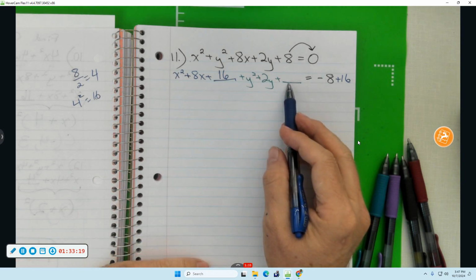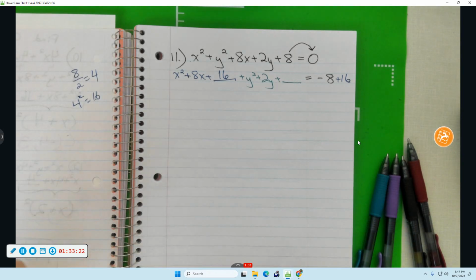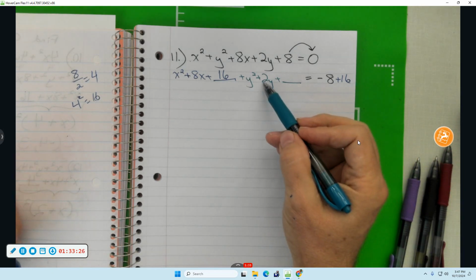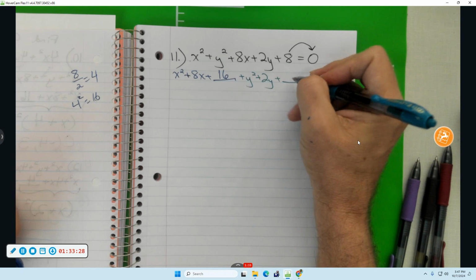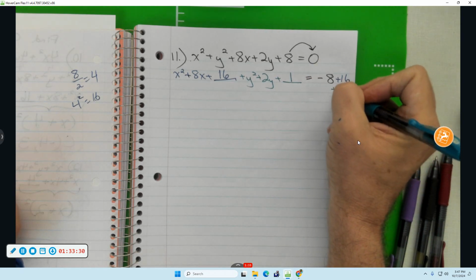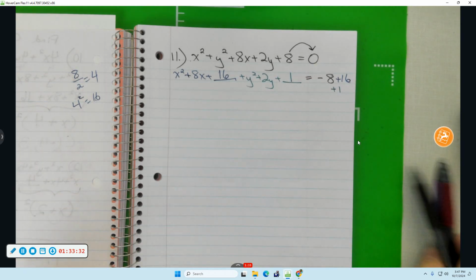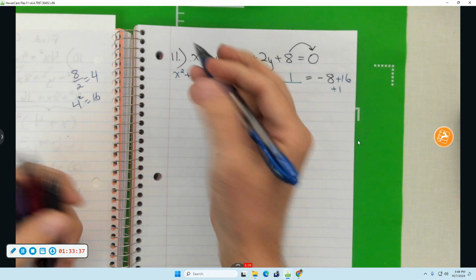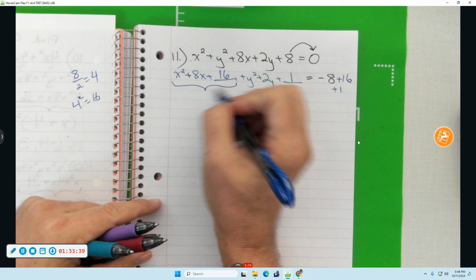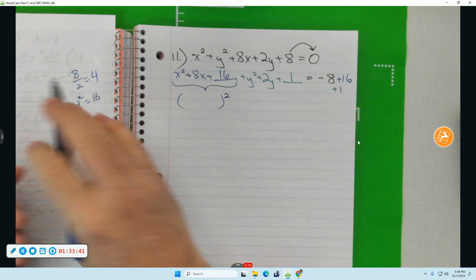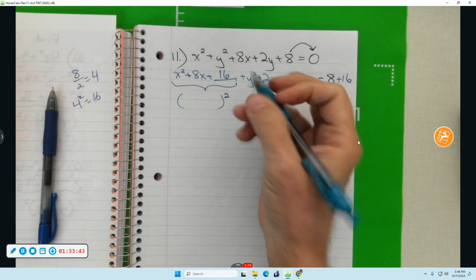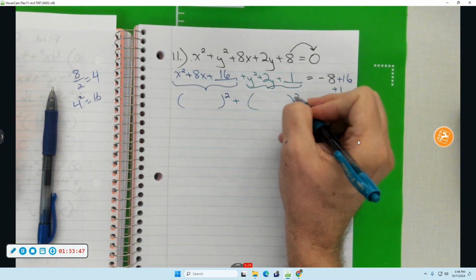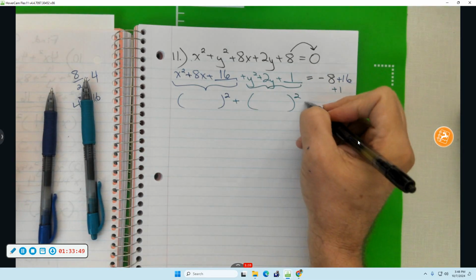What number will go there beside the y squared plus 2y? 1. 2 divided by 2 is 1. 1 squared is 1. So I add 1 and I add 1. Now we can factor the x terms as a perfect square. Factor the y terms as a perfect square.